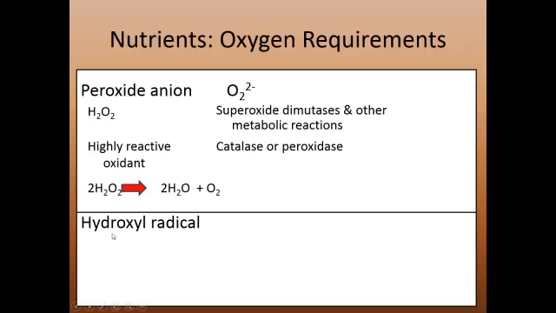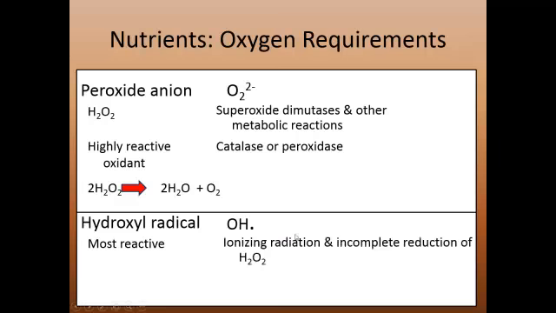Lastly, the hydroxyl radical, which we represent like this. It's basically a hydroxyl group or an OH group that has gotten loose and is wandering around causing mayhem. And it's the most reactive of the oxygen byproducts of redox reactions. And it's caused by ionizing radiation. Think gamma rays, X-rays, that kind of thing.